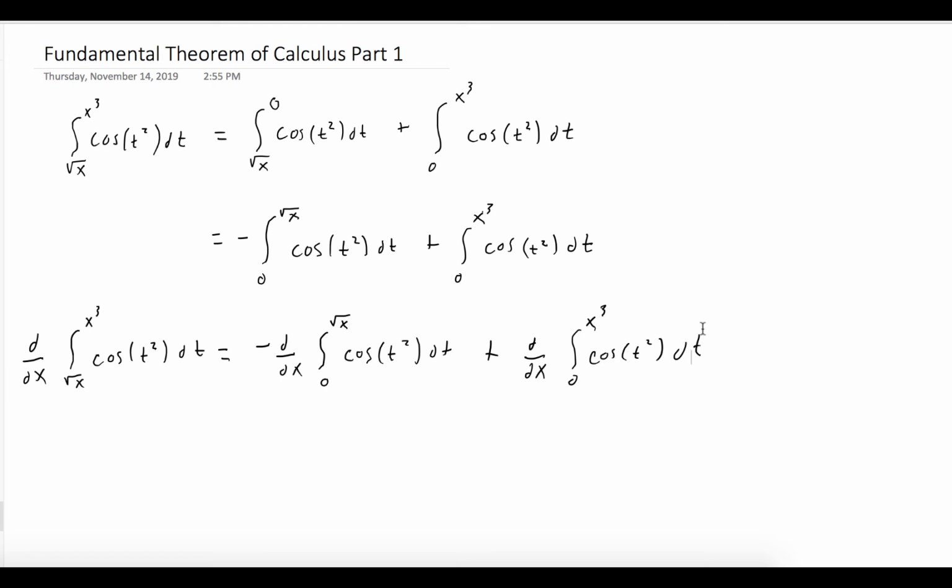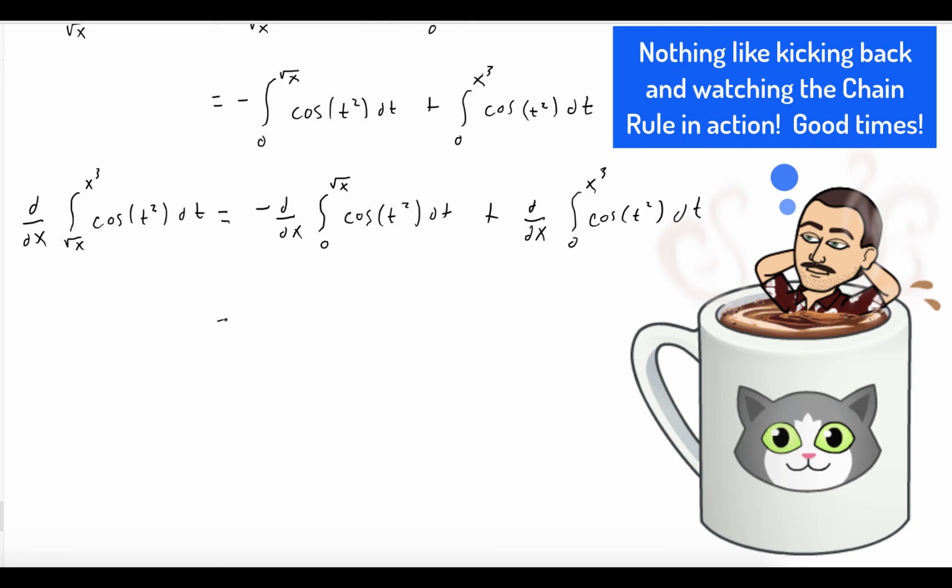So the derivative of the first term is you replace each t with the square root of x, but it comes at the cost of multiplying by the derivative of the square root of x. And that's just the chain rule we're using here. And the same thing here.